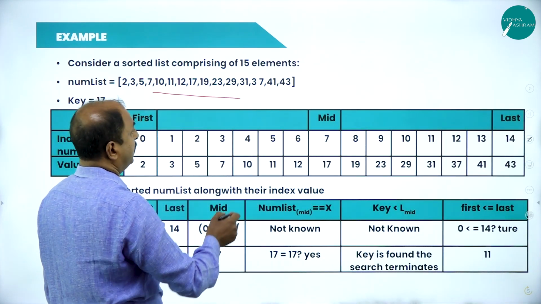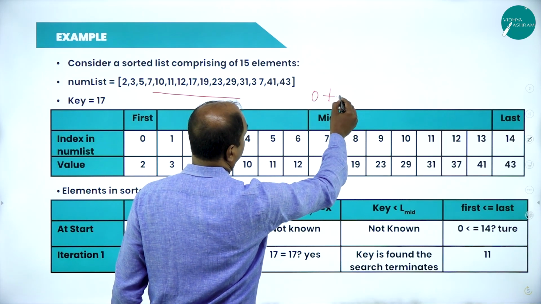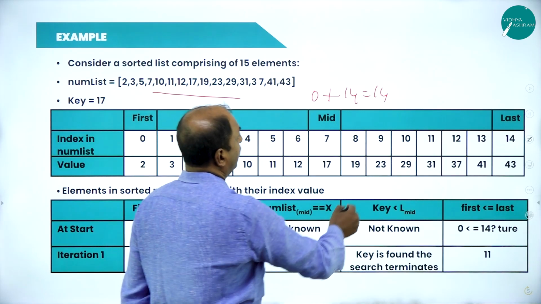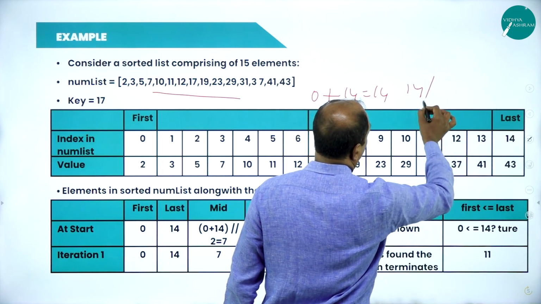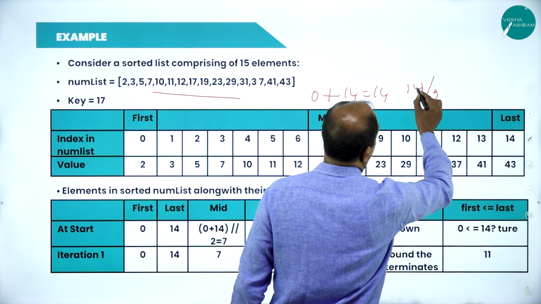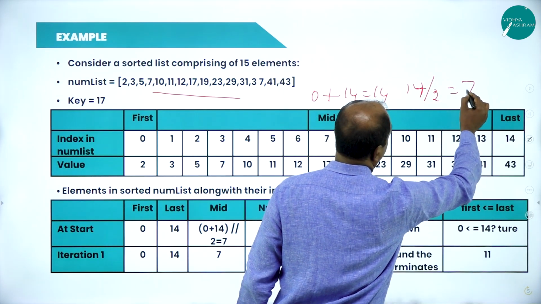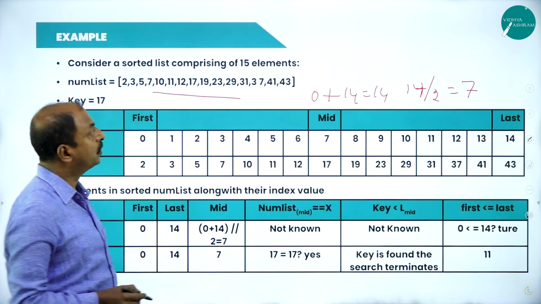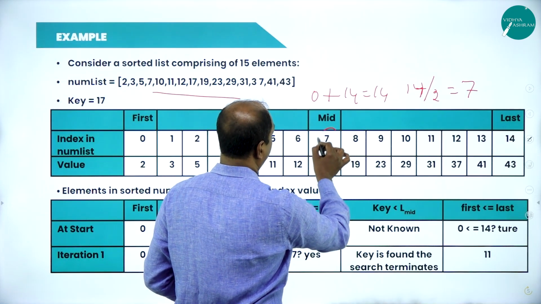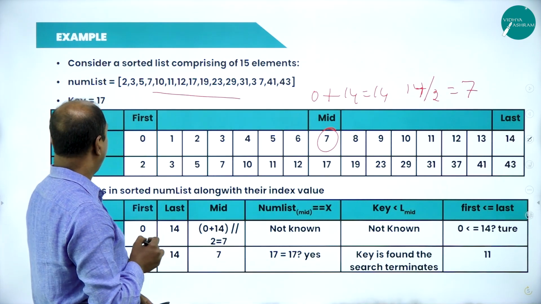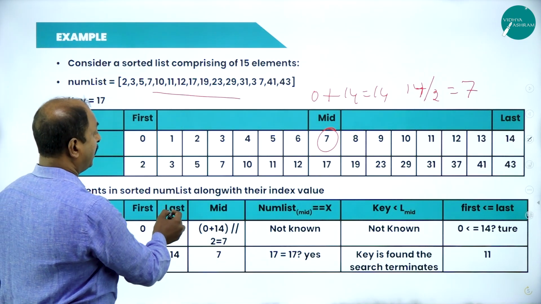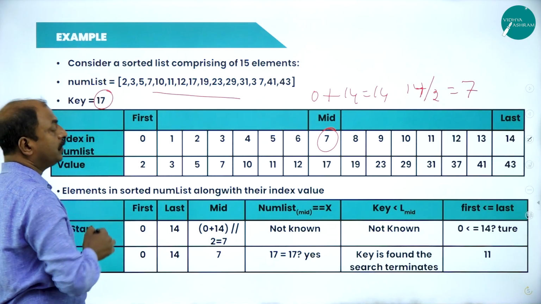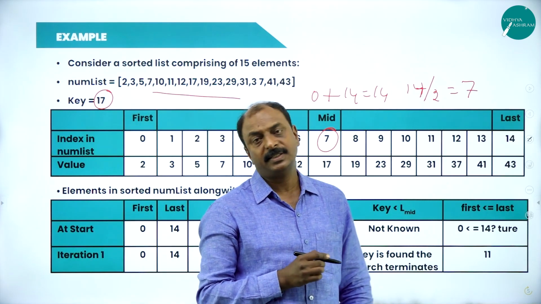0 plus 14 equals 14, and 14 divided by 2, here the quotient is 7. This is the formula we are using in this example. So we mark 7 as the middle element. Here is the sorted list along with the index values, and I want to look for the value 17, so the key element is 17.